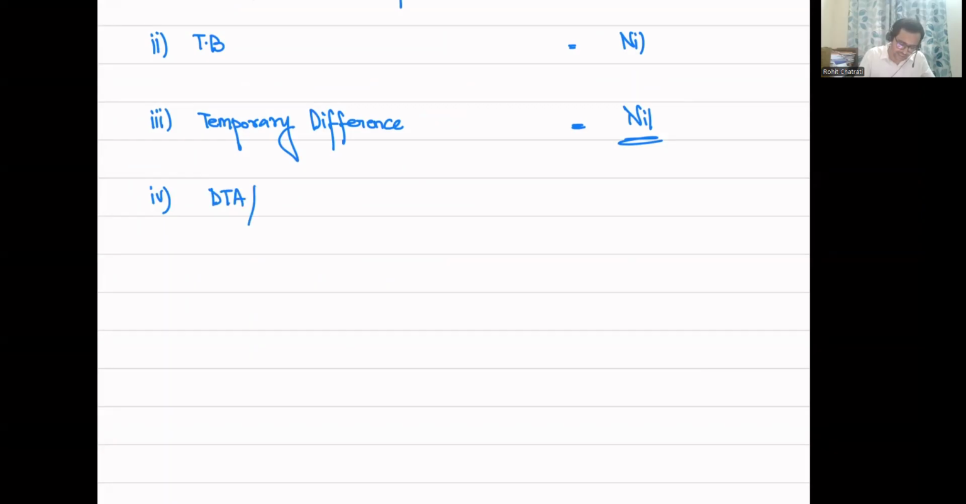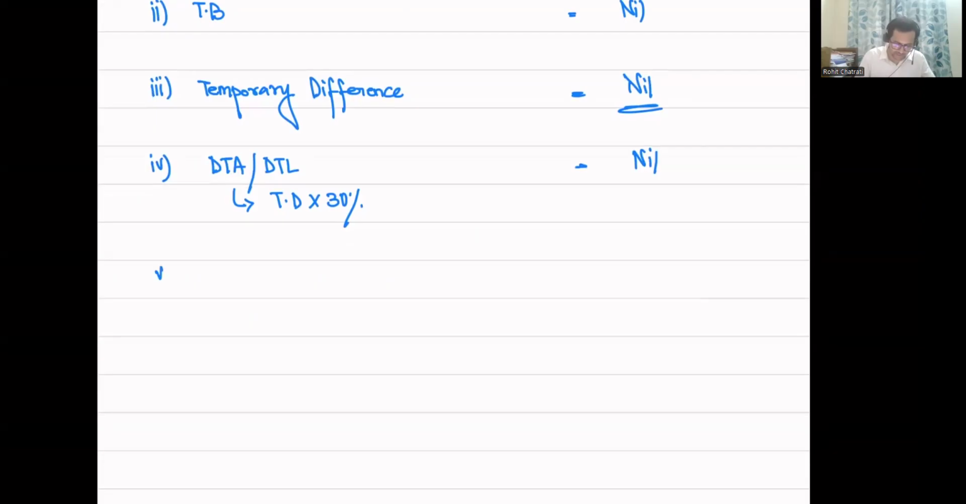My deferred tax asset or deferred tax liability will also be equal to 0. The deferred tax asset and deferred tax liability is basically the temporary difference multiplied by 30 percent. The temporary difference is 0, therefore my DTA and DTL is also going to be equal to 0.